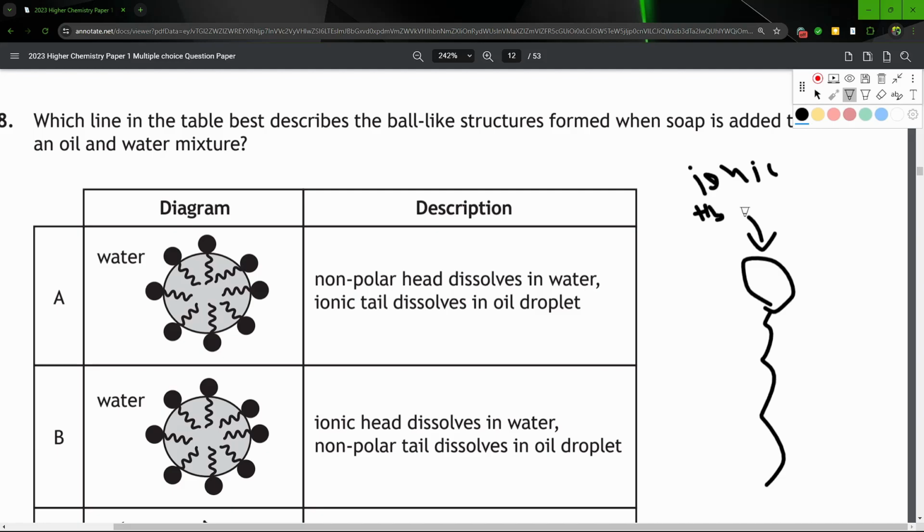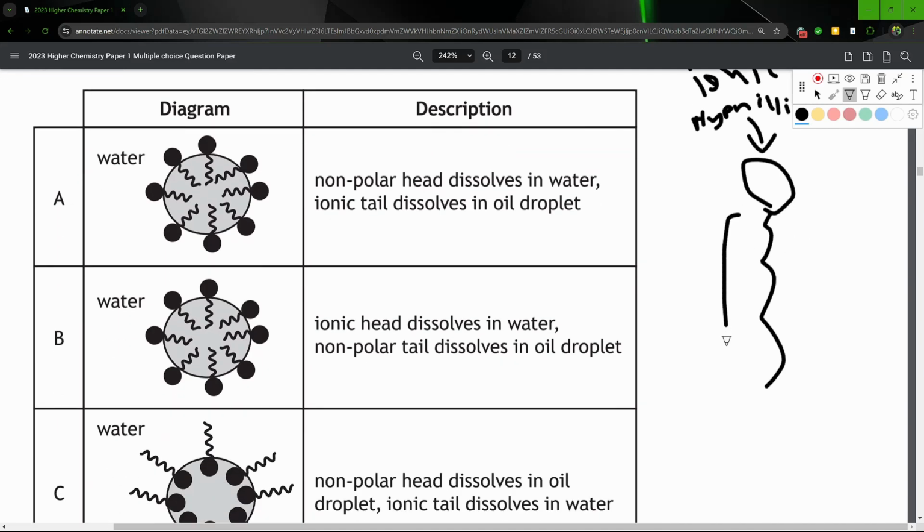Oh, that was terrible. And that's because polar molecules dissolve other polar molecules, so if you make the head ionic or hydrophilic, if I can actually spell it, then that means it will dissolve more easily. And then you also have this long tail here, which is non-polar, and is therefore hydrophobic.